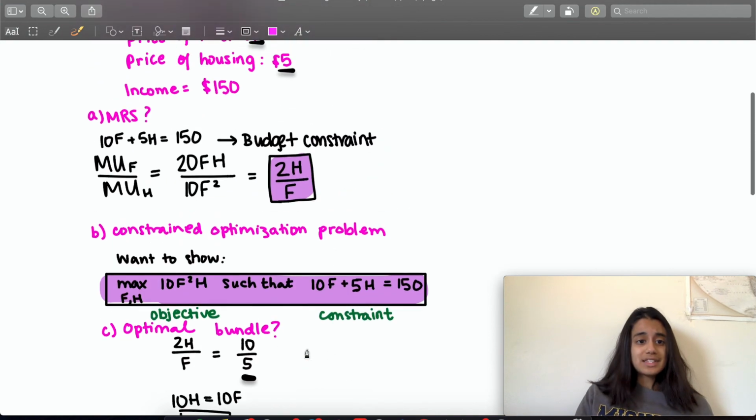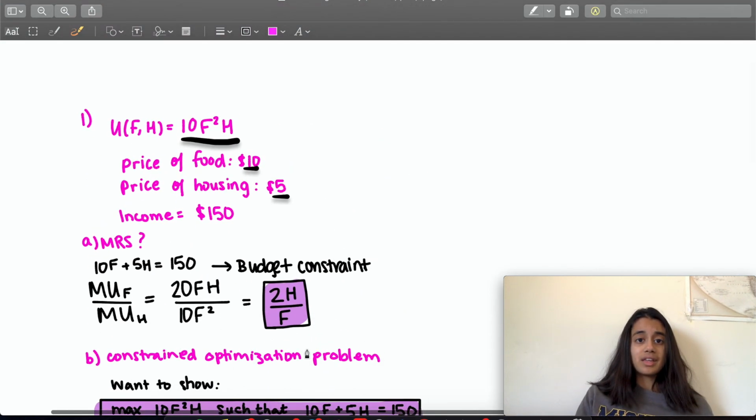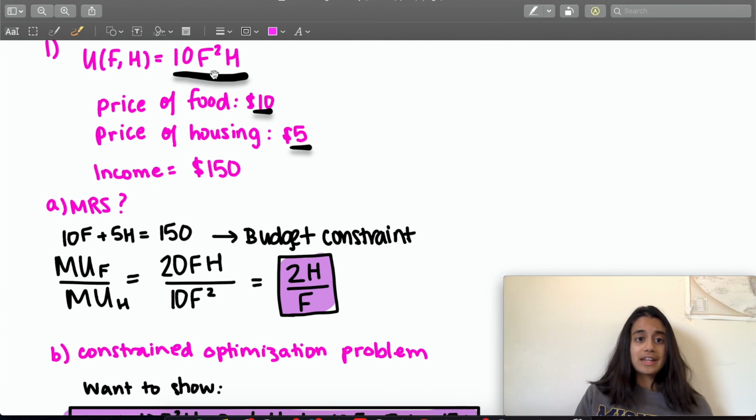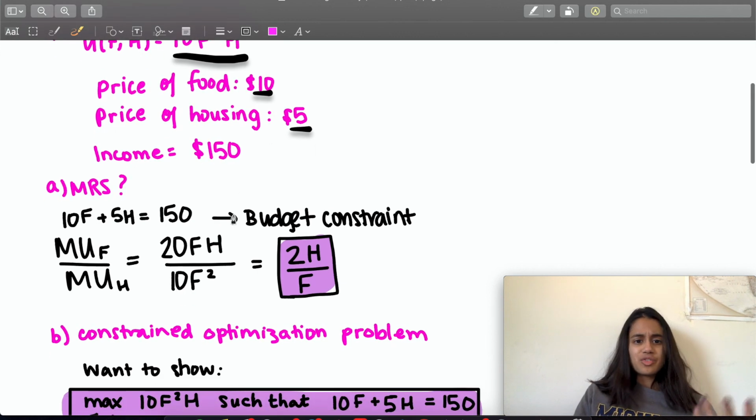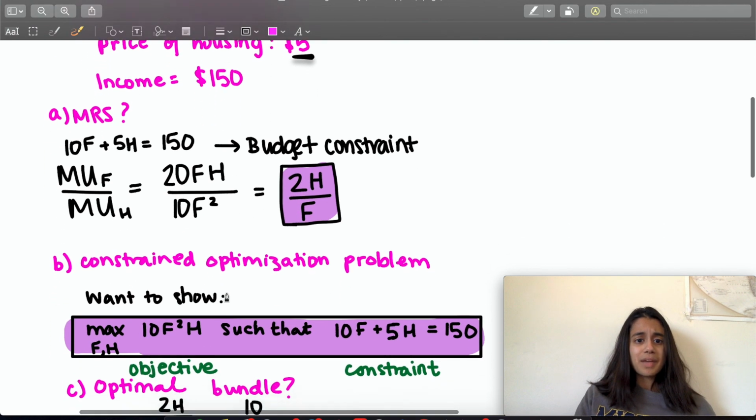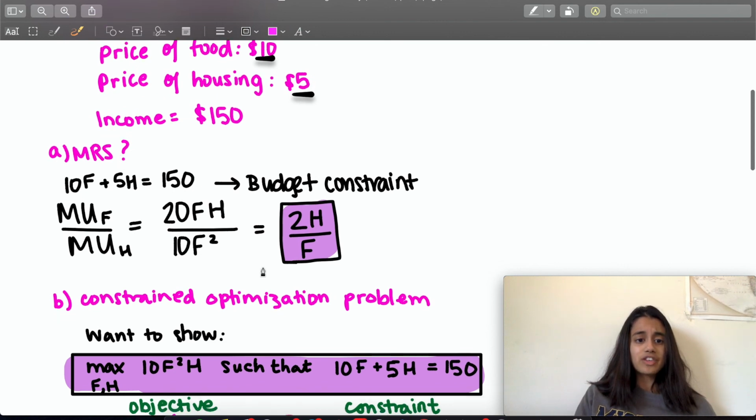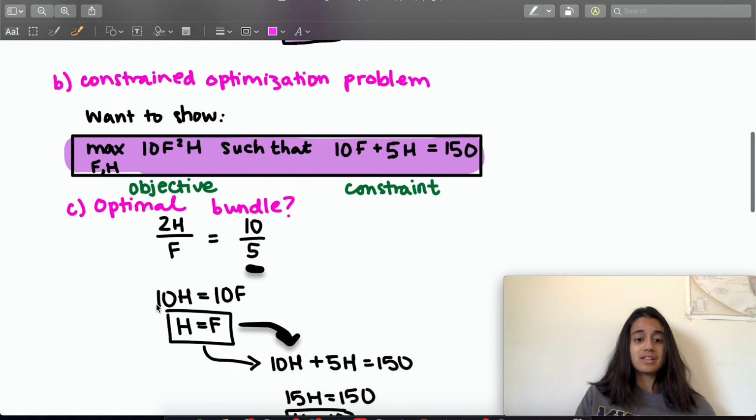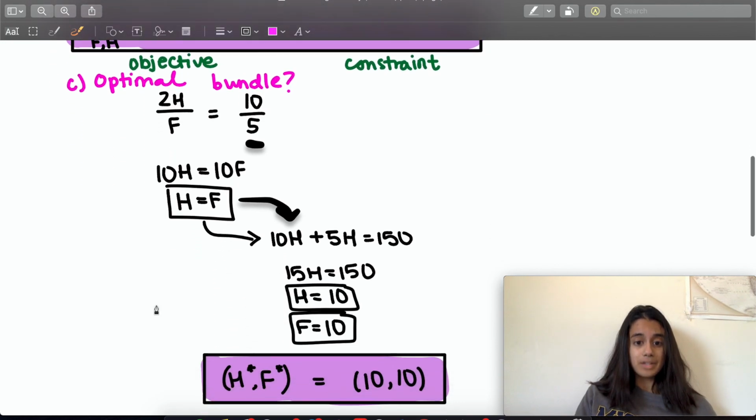Okay, so that's how you do a Cobb-Douglas utility function problem. This is how you find it when the variables are connected, when they're multiplied. You compare the MRS to the price ratio. This is how you write a constrained optimization problem, and this would be your optimal bundle.